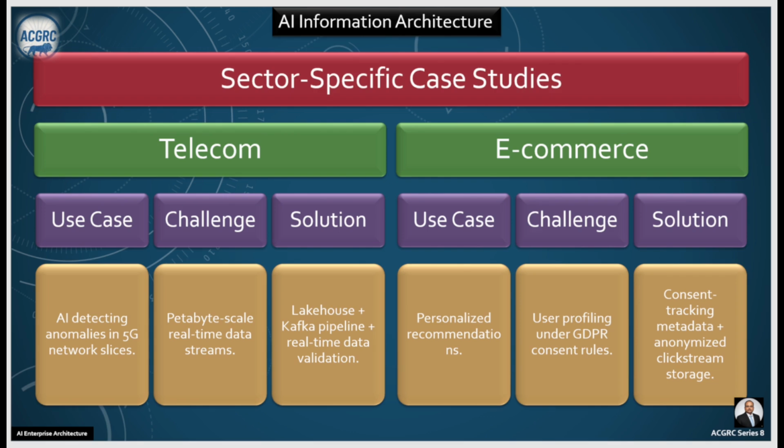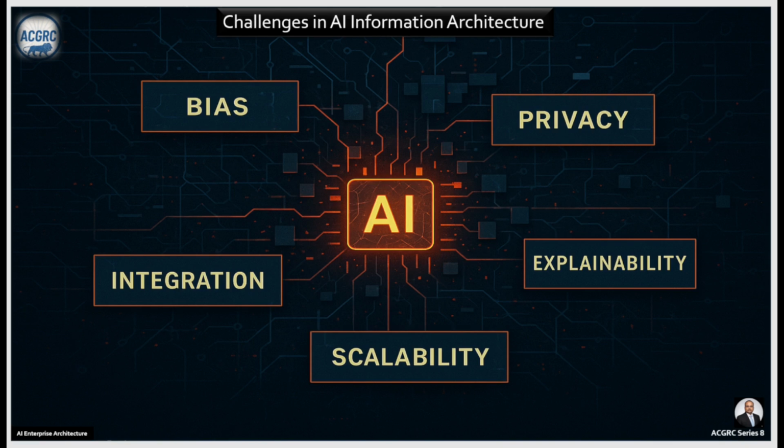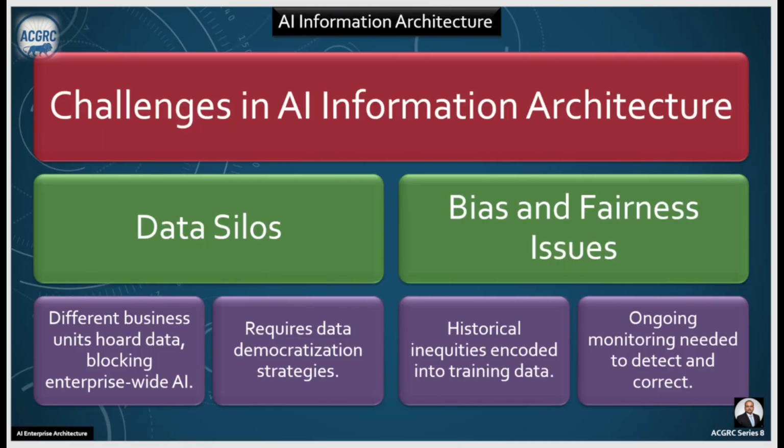Now let's look at challenges. You have quite a few. You have data silos, biases and fairness issue, data volume explosion, regulatory complexity, or high cost on data preparation. Well, different business unit hoard data, blocking enterprise-wide AI. It requires data democratization strategy. So that's the data silos aspect.